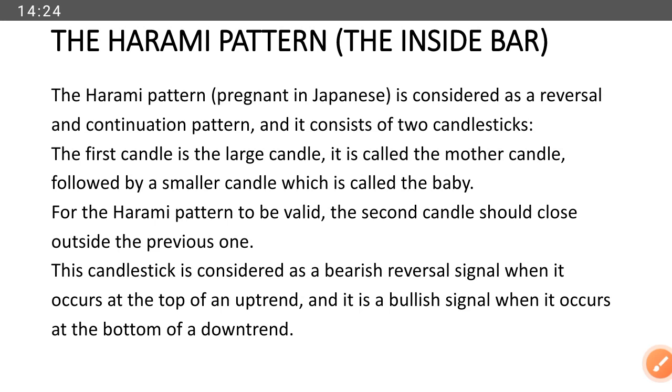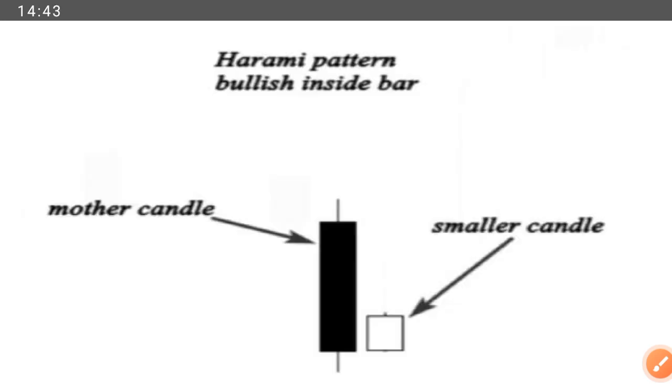This candlestick is considered as a bearish reversal signal when it occurs at the top of an uptrend, and it is a bullish signal when it occurs at the bottom of a downtrend. Look at it. See, the first one is the mother candle, a big candle. Then the second one is a small candle. So this is what we call the Harami pattern. This is a bullish one, a bullish inside bar. Why is it a bullish inside bar? You can see this is a bullish candle, and this small one is a bullish candle.